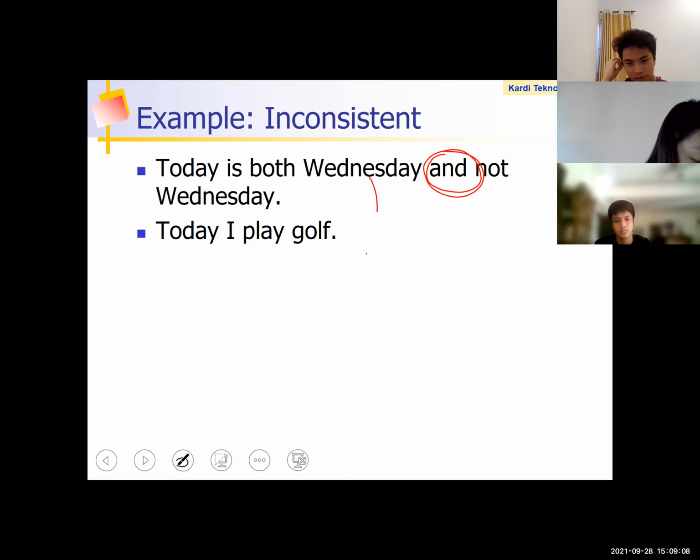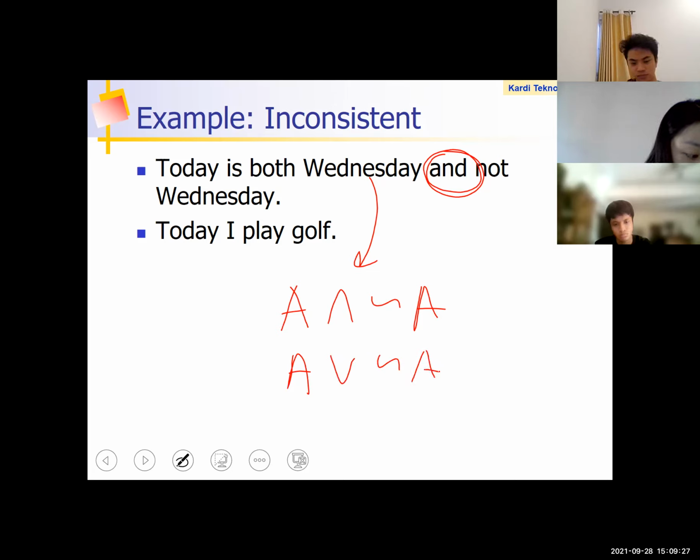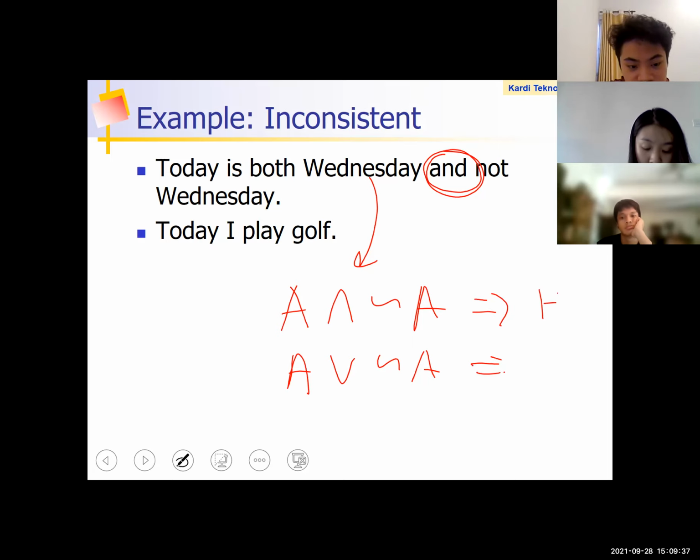Okay, so I will put it into if A and not A. So this is inconsistent. How about if I put it this way? If A or not A. So this is false, right? This is true.